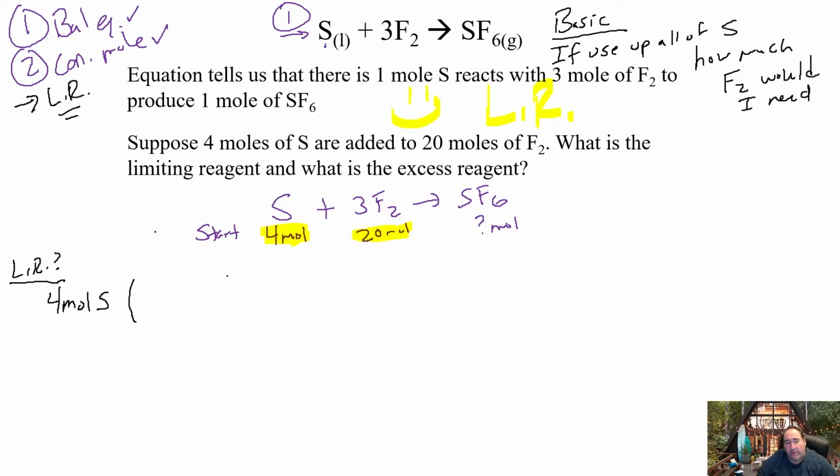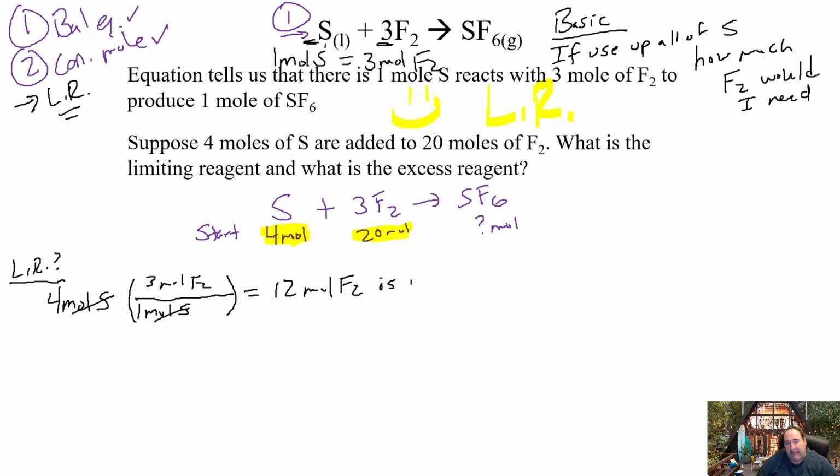I'm going to do the mole to mole relationship between the 2 reactants. So once again, we could see for every 1 mole of sulfur from the equation, we get 3 moles of fluorine. So that's just a basic stoichiometry relationship between the 2 reactants, and we're going to use that. So I'm going to put 1 mole of sulfur on the bottom from the equation, 3 moles of F2 up on top. The moles of S will cancel, and that will tell me 12 moles of F2 is needed.